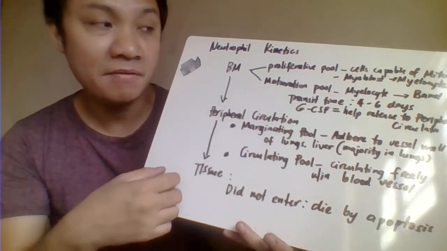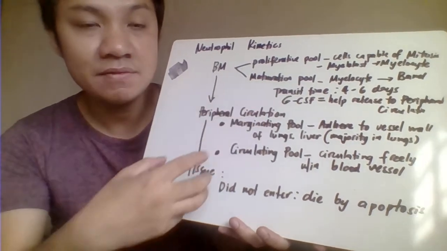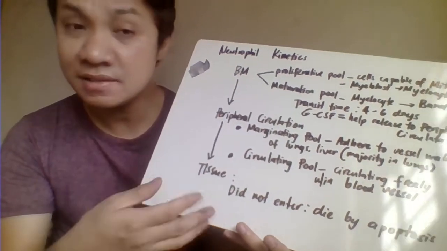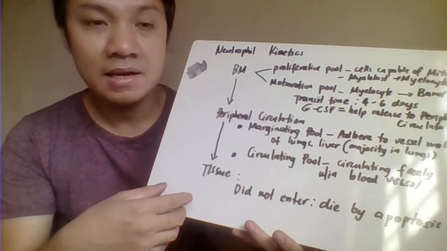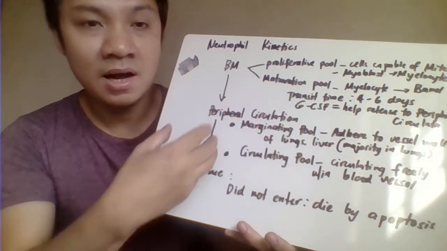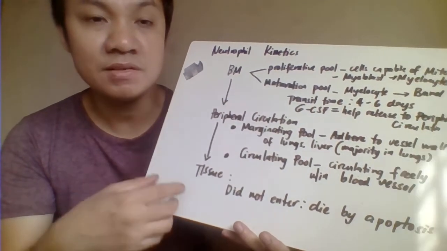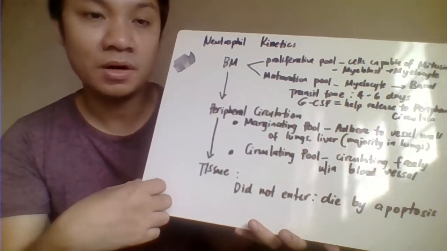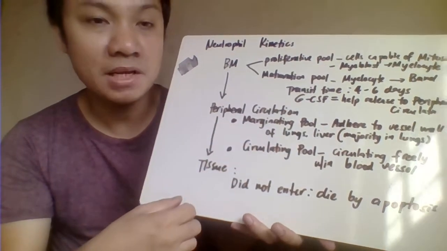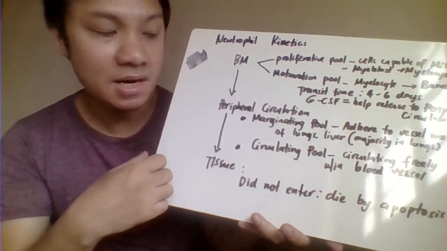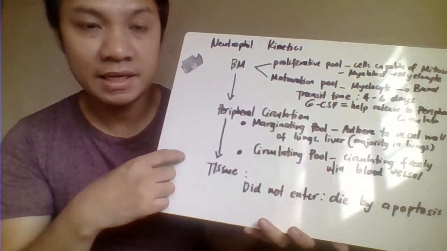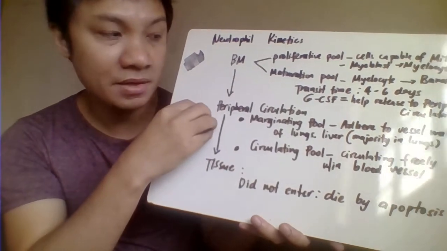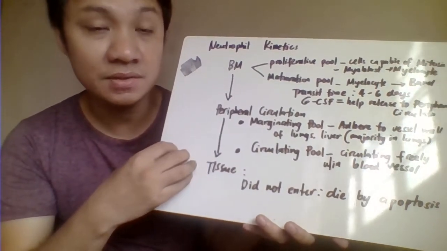Okay, and the transit time for the transformation from your myeloblast to your myelocyte would be 4 to 6 days. And another 6 days for the entire maturation. And after that, from the bone marrow, the mature neutrophils are released into your peripheral circulation, and that's under the influence of your growth factor, which is your granulocyte colony stimulating factor. Once within your peripheral circulation, it also constitutes two populations. So we have 50% in the marginating pool, another 50% found in the circulating pool.